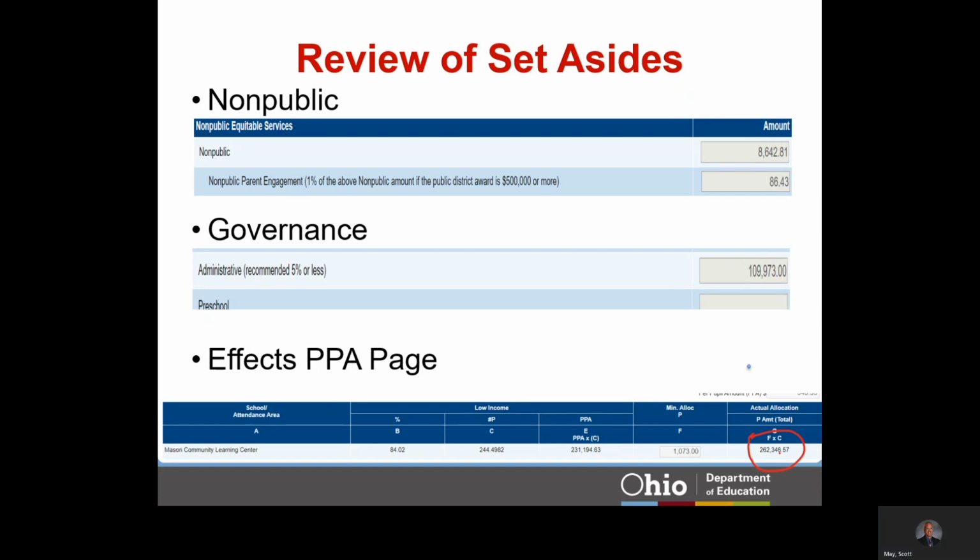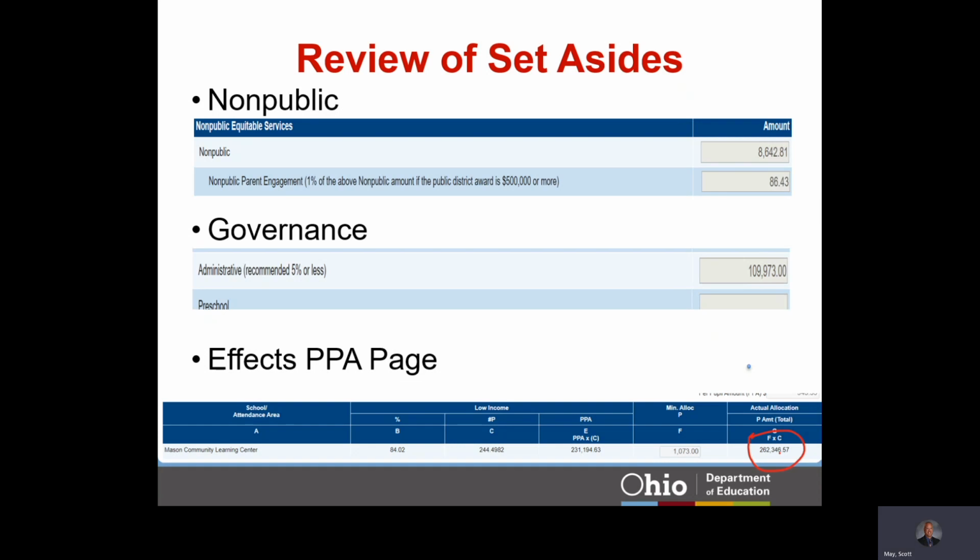Governance has a 5% limit for the set-aside. The amount of the governance line must be the same as the governance amount on the budget row. These two must be the same. Set-asides are costs that will be expended at the district level for services at Title I buildings only.